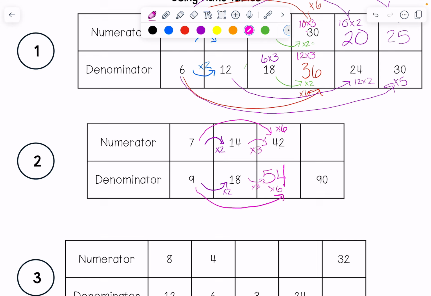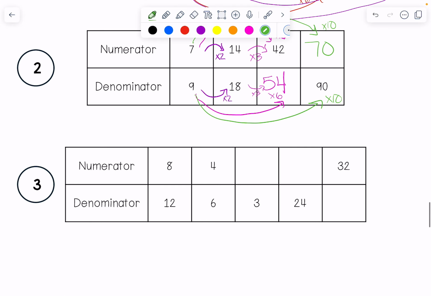Really, 14 was scaled up by 3 to get 42, and 18 times 3 would give us 54. When we look at this denominator of 90, we could use a couple of different fractions to help us. Probably the connection that most of you would see is that 9 times 10, if we scale the 9 up by 10, we get 90. And so we would want to scale our numerator by 10 as well to get 70. So 70/90 is equivalent to 42/54, also equivalent to 14/18 and equivalent to 7/9.